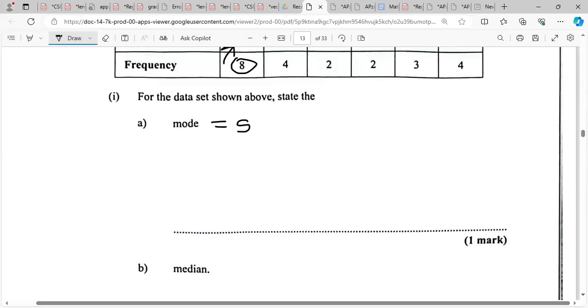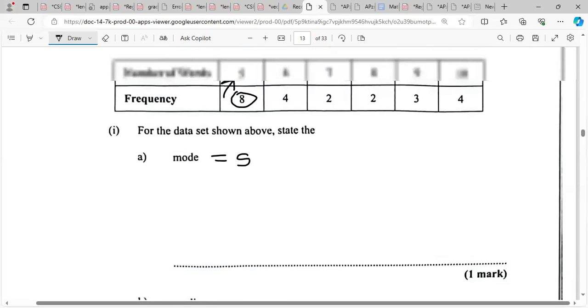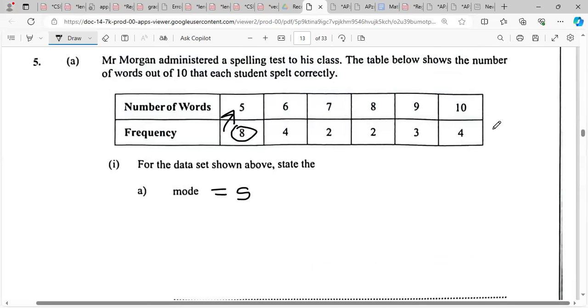Alright, so then we want the median, the middle number. So what we can do is add up the frequency: 8 and 4, 12, 14, 16, 19, 23. So the total frequency is 23. It should be n plus 1, and then you divide by 2 to give you the nth term. So we have 23 plus 1 over 2, that's 24 divided by 2, so it's 12. But it's not 12 as the answer, guys.